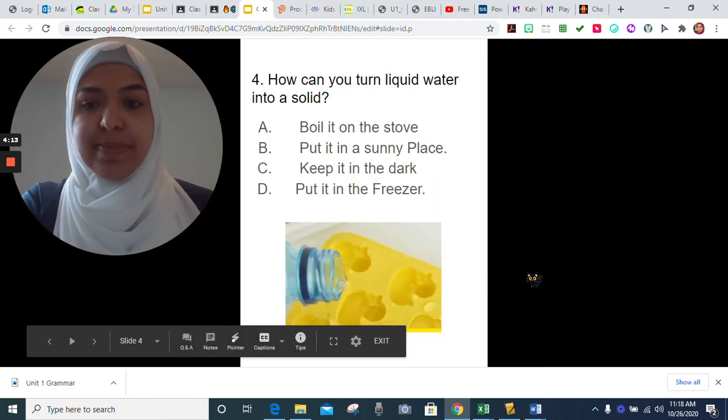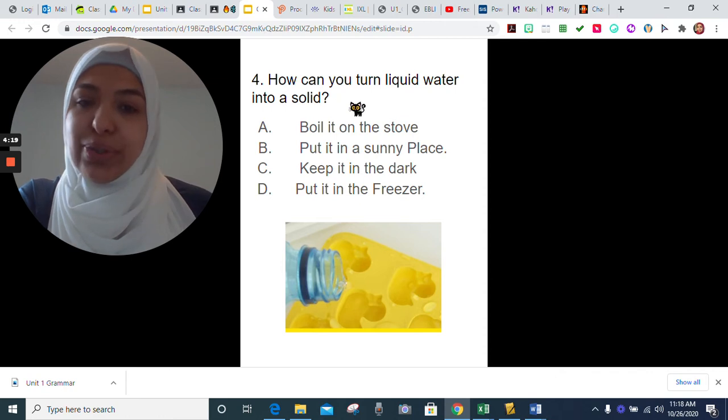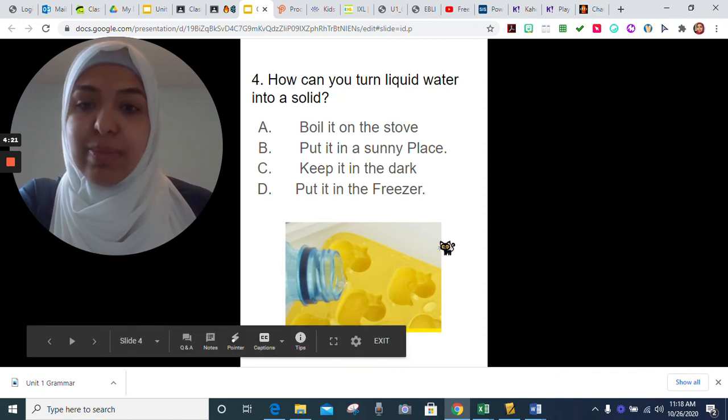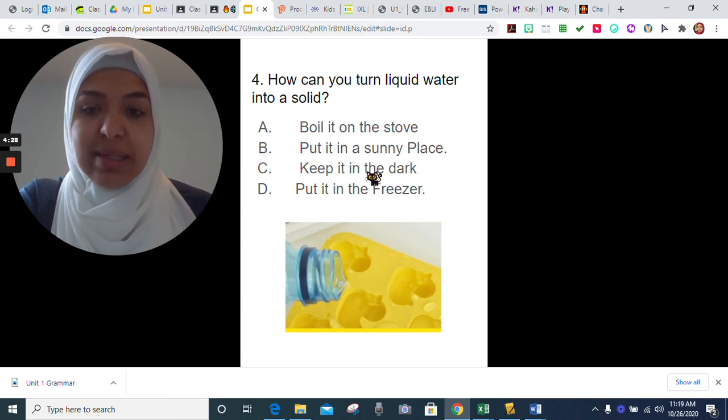Right, let's move on. Number 4. How can you turn liquid water into a solid? What do you do to liquid water to make it solid? A, boil it on the stove. B, put it in a sunny place. C, keep it in the dark. D, put it in the freezer.